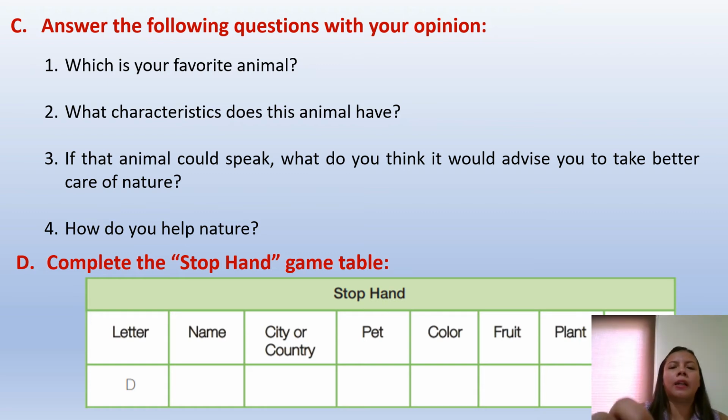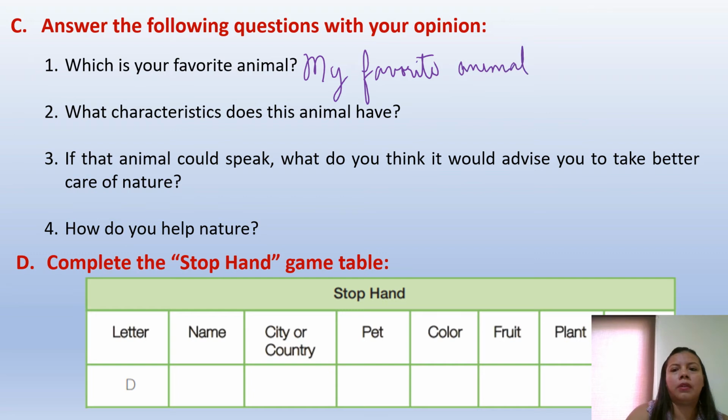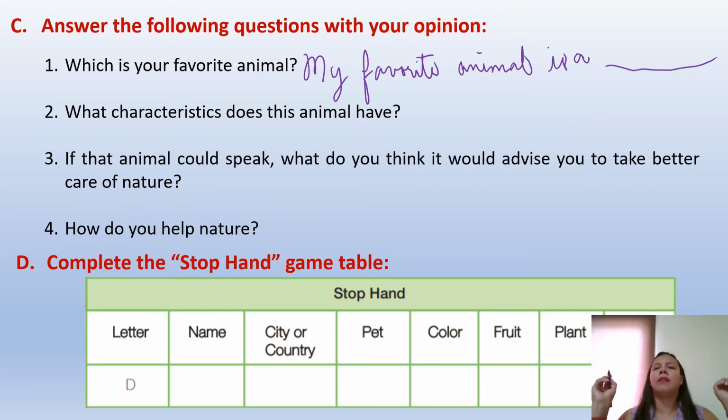Personally, I consider that I'm going to write over here, my favorite animal is... and you're going to complete. Personally, I like ducks, so I'm going to write duck.